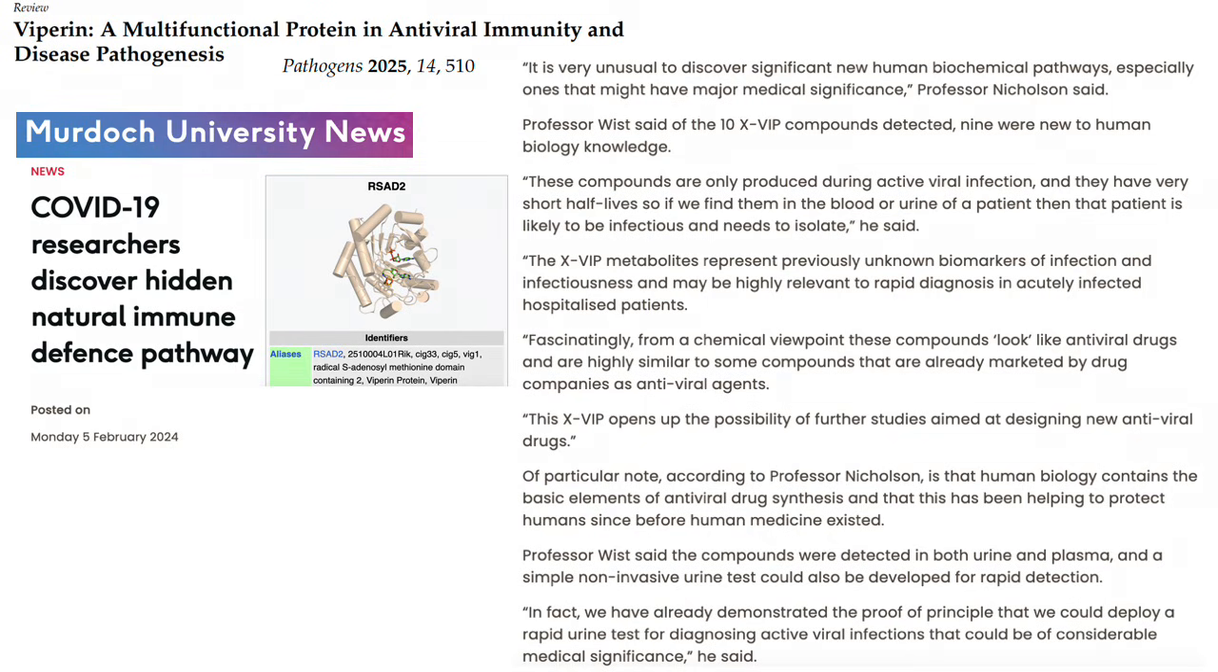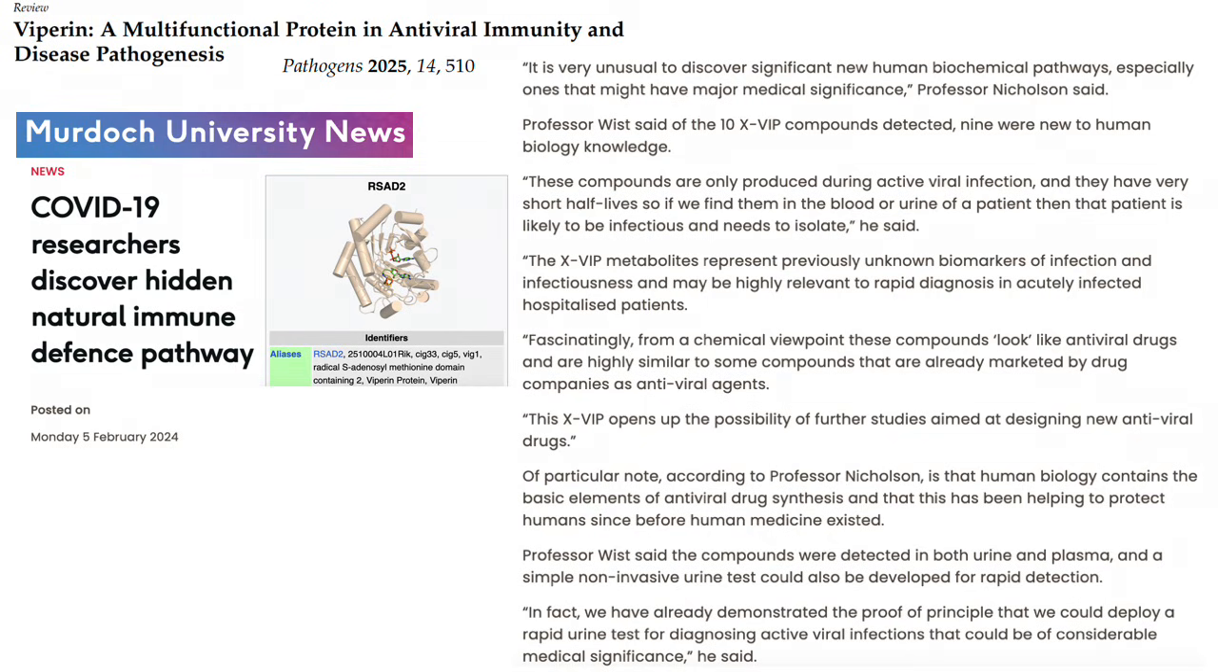Fascinatingly, from a chemical viewpoint, these compounds look like antiviral drugs, such as remdesivir, and are highly similar to some compounds that are already marketed by drug companies as antiviral agents. This XVIP opens up the possibility of future studies aimed at designing new antiviral drugs. Of particular note, according to Professor Nicholson, is that human biology contains basic elements of antiviral drug synthesis, and that this has been helping to protect humans since before human medicine existed.